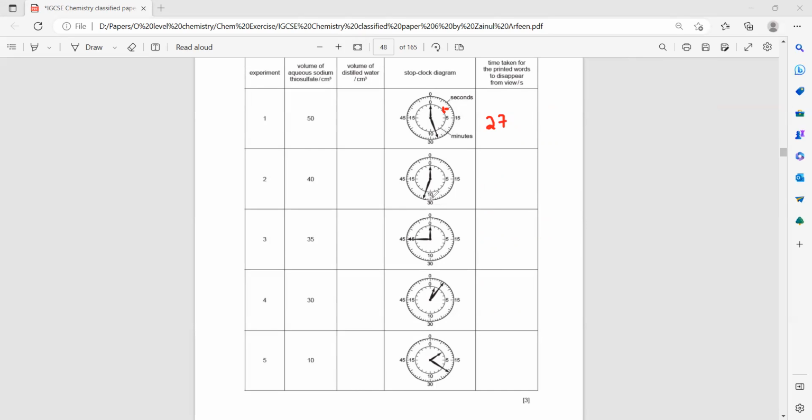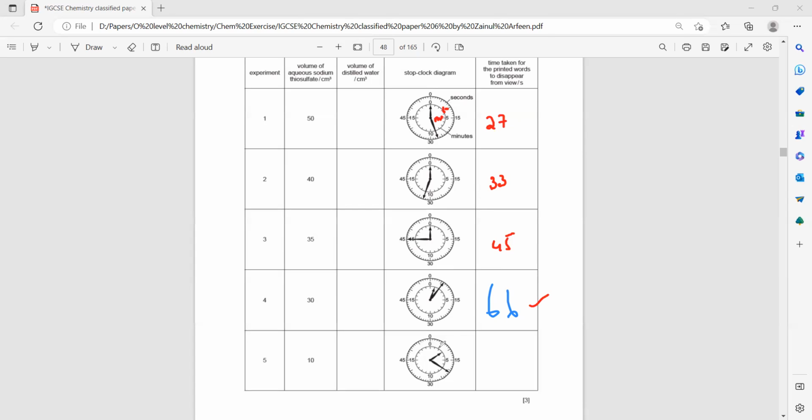This one was correct, you read 33. This one was 45. This one, because the center one is the minutes, so 1 minute and how many seconds? 6 seconds. So 1 minute means 60. This one is representing the minutes and the outside one is representing the seconds. So 1 minute means 60 seconds and then 6 seconds. So 60 plus 6, 66.